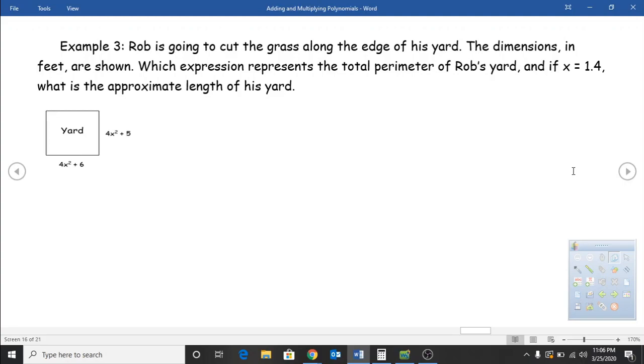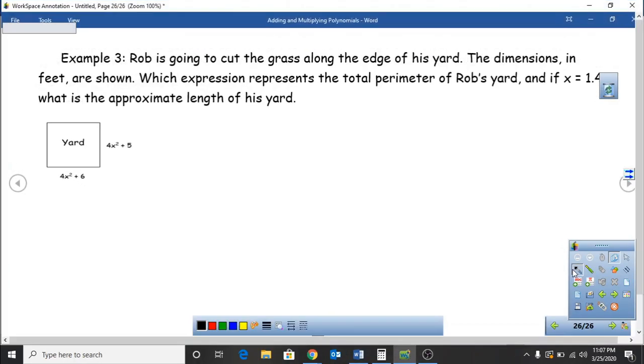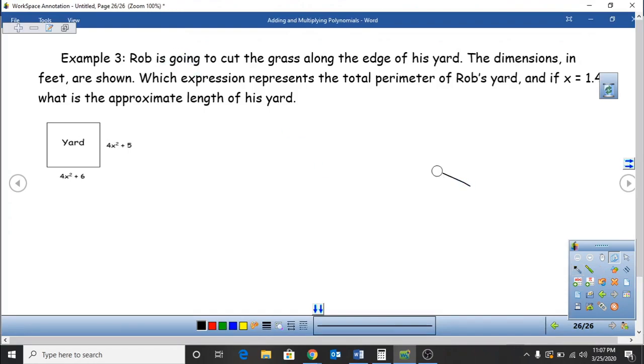Now let's look at one more perimeter problem. This one gives us a picture. Rob is going to cut the grass along the edge of his yard. So there's his yard. The dimensions in feet are shown. Which expression represents the total perimeter of Rob's yard? And if x equals 1.4, what is the approximate length of the yard?